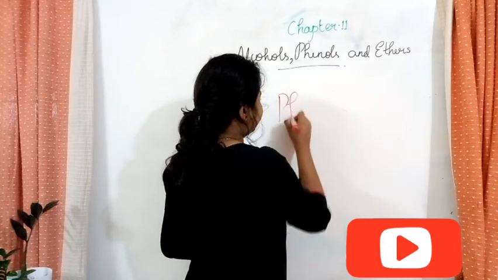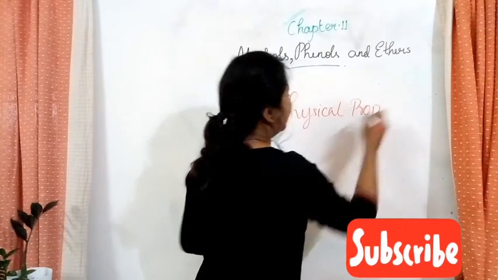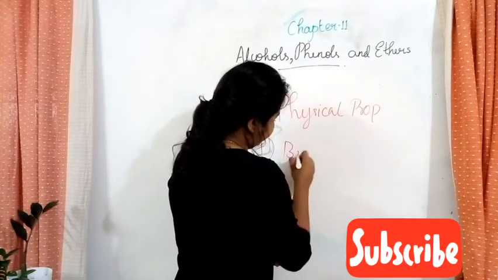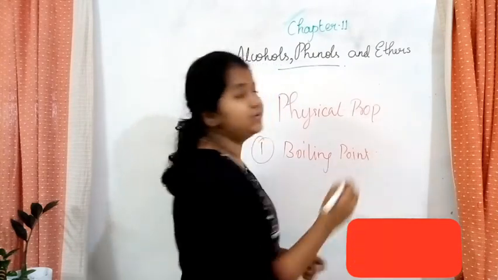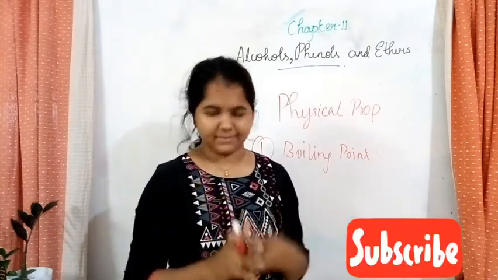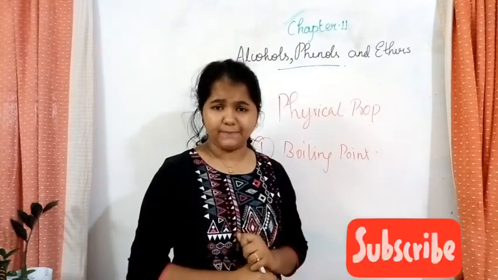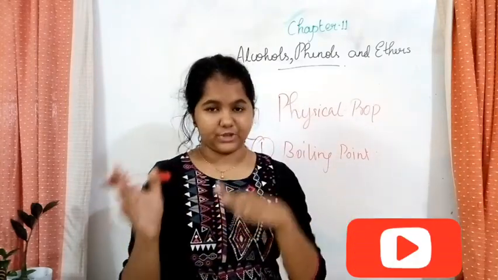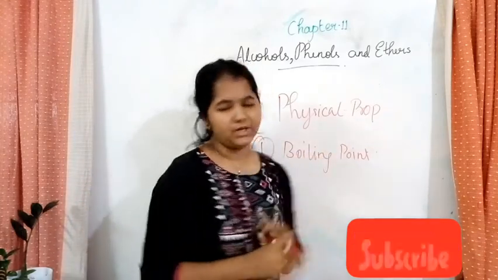So physical properties. We are learning two of them, that is boiling points and also our solubility. So first one is boiling point. To talk about boiling point, what is boiling point? Boiling point is the point at which the water or the liquid starts boiling. Am I right? So what is the exact definition for boiling point? It's the temperature at which there's a state transformation from liquid state to vapor state. Am I right? That is called boiling point.